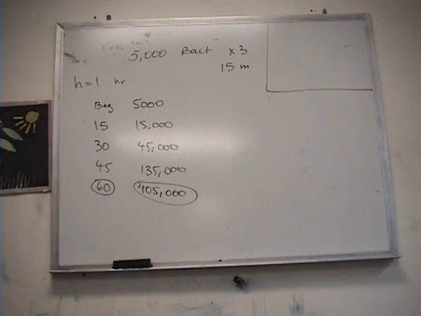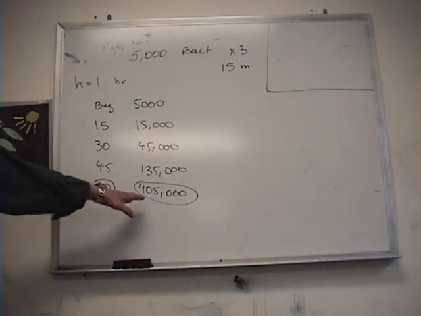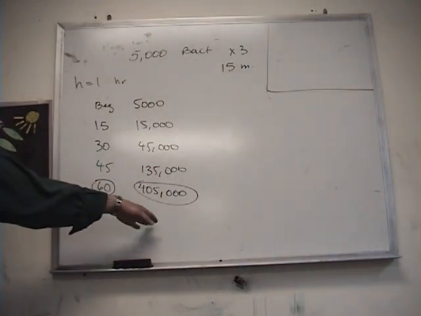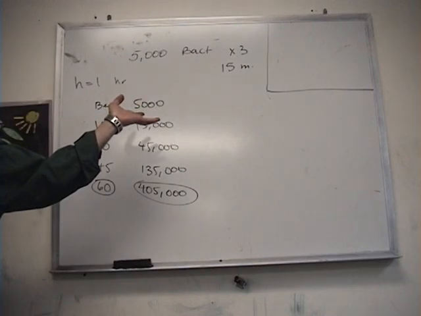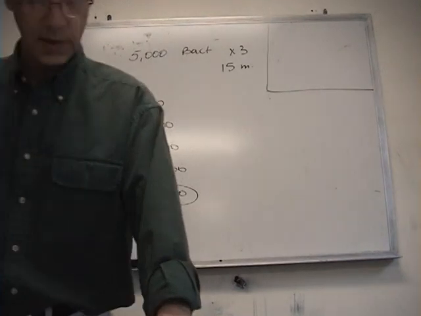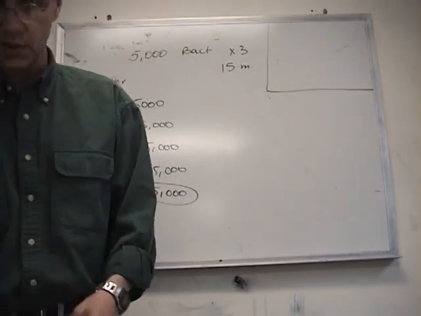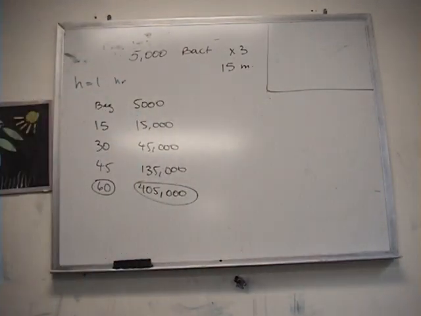So if I put 1 in for H in any of these answers, whichever one gives me this number, that's the answer. Okay, let's get on with it. Start with your calculators, put a 1 in for H, and tell me which one gives you 405,000.